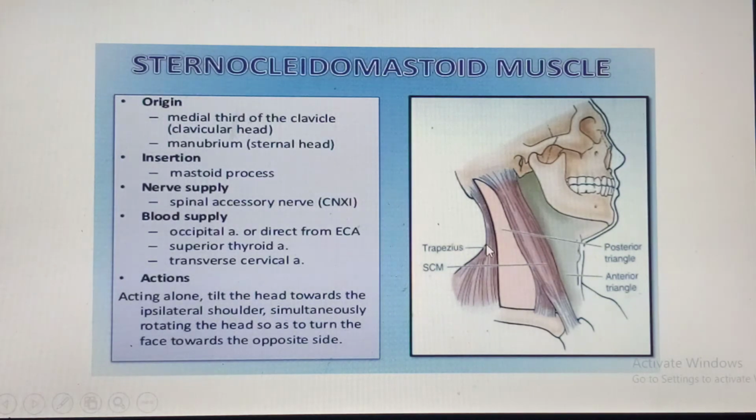There wouldn't be a problem with the trapezius muscle if the injury occurs in the posterior triangle of the neck, because the trapezius would have been supplied already. That's an important bit that you have to know.